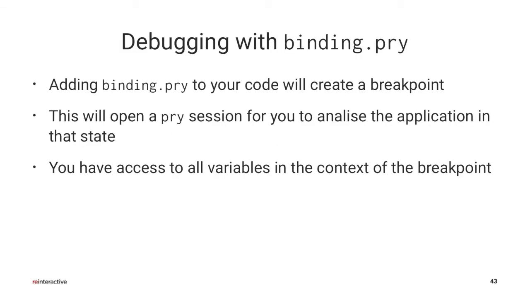There's another thing you can do with it, which is a bit out of the scope of this talk, but I added it just so you can go through it: you can debug using binding.pry. So when you add binding.pry to your code, it creates a breakpoint, and from there it opens a Pry session for you at that specific point. The runtime stops there, and you have all the state of the application available to you, so you can access variables and everything you want to check how it is at that point in time.